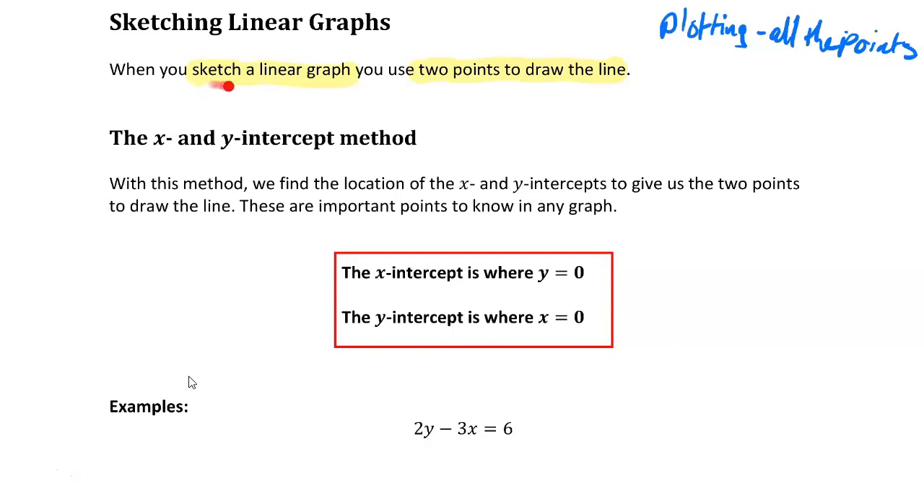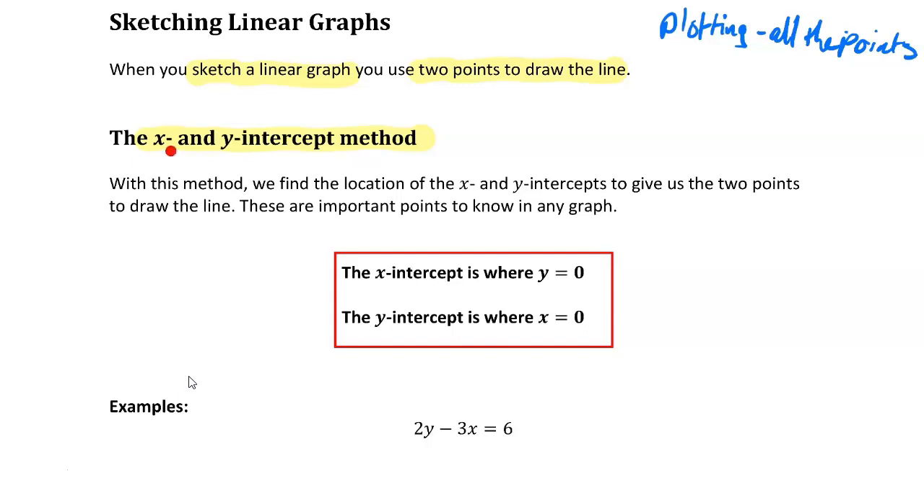Whereas with a sketch, a sketch implies it's not quite as precise. You just use 2 points to draw that line. So there's 2 methods that we use. The first method is the x and y intercept method. So the x-intercept and y-intercept method.